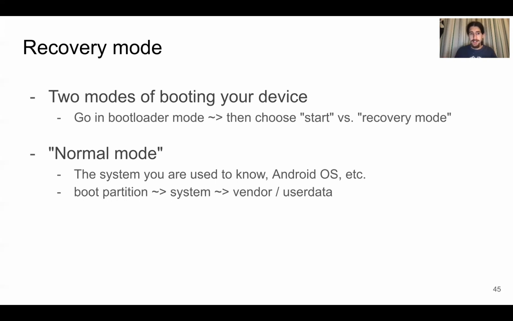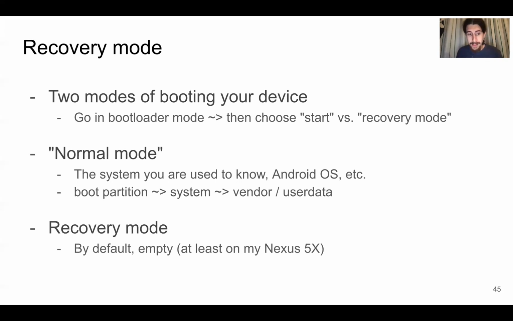And the process is, if you do start, you start the normal mode, which means you jump to the boot partition, which is going to start the system partition, which is going to start the vendor and user data partitions, and so forth. Okay. In the recovery mode instead, instead of using the boot partition, you're going to use the recovery partition. By default, this recovery partition is somehow empty, in the sense that it doesn't allow you to do anything. Whenever I went there with my Nexus phone, usually you would see some Android logo with the guy with an open heart or something like this, but you cannot do anything.